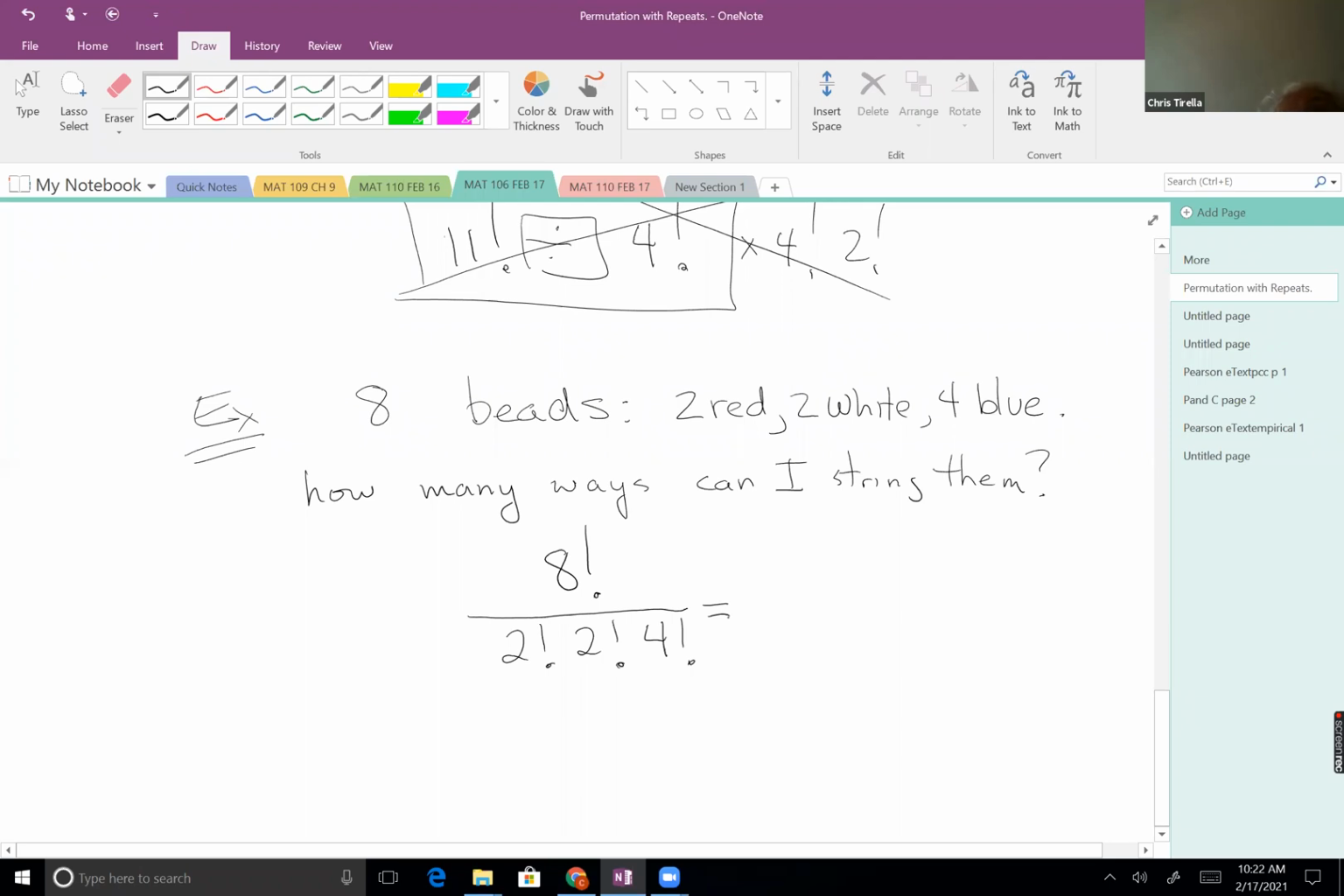And so, again, remember, if you're using a calculator to evaluate this, you've got to type those parentheses around the denominator. I'm going to be old school and do this one by hand. So I'm getting 420. Calculator people, are you also getting 420? Yes.